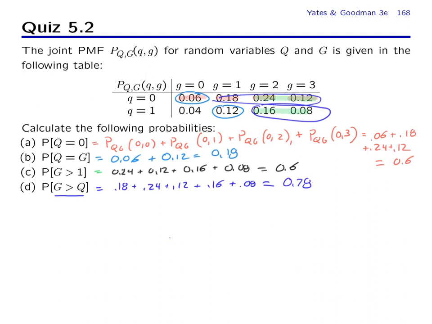What this quiz demonstrates is that once somebody hands you a joint PMF, particularly in a table form, whatever probabilities you want to calculate related to the variables in the table, it's just bookkeeping, finding the pairs that meet the condition and adding those probabilities up.